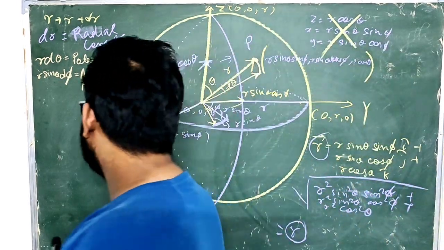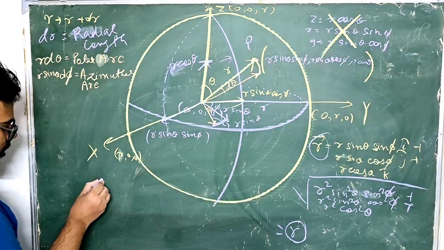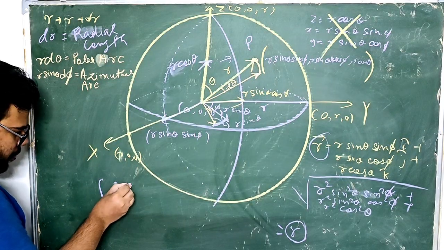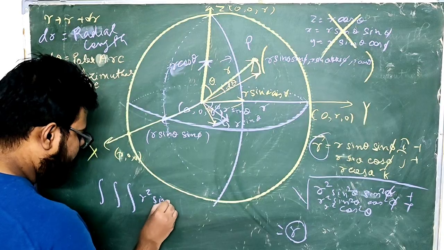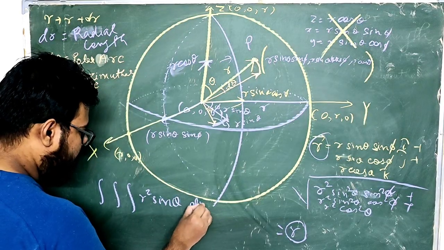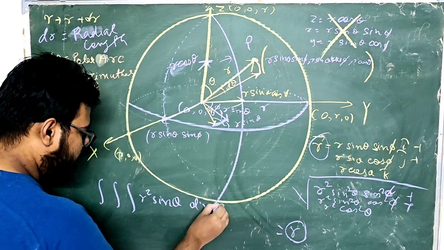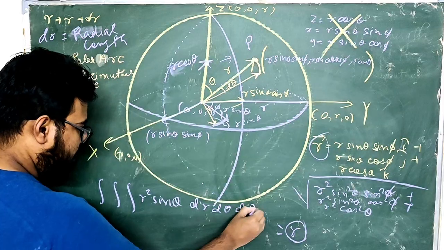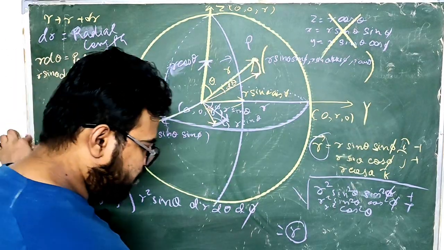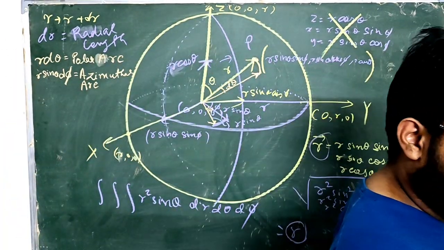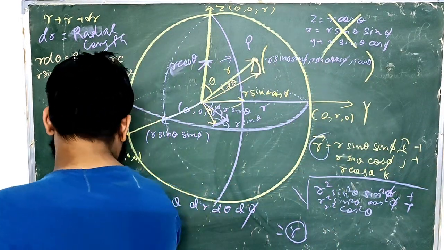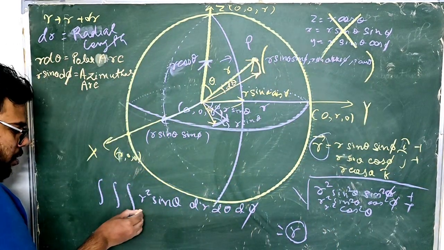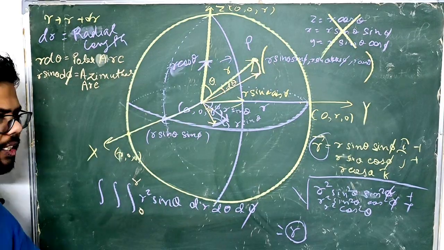So you can clearly say that the volume of this sphere will be the triple integral of r square sine theta dr d theta d phi. Correct? Okay. Now, of course, r will go from 0 to r. That's obvious.